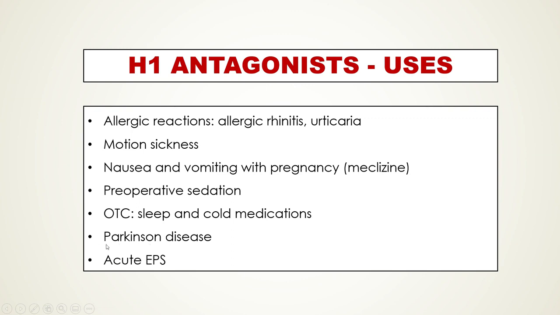In the case of Parkinson's disease, we take advantage of the fact that first generation drugs block muscarinic receptors, which has some benefit in either Parkinson's disease or acute EPS. In both cases, we see increased levels of acetylcholine, and thereby blocking muscarinic receptors in this situation is helpful with these first generation drugs.